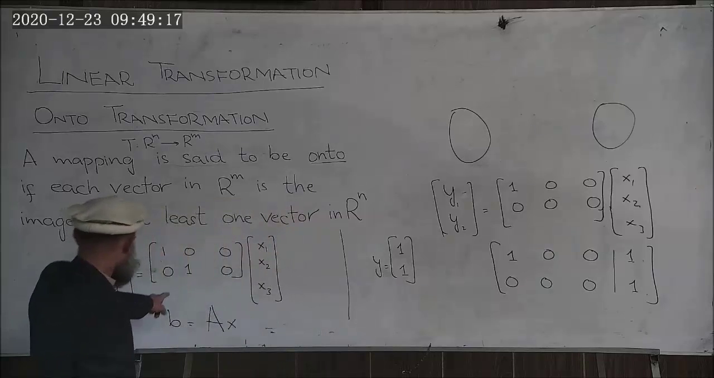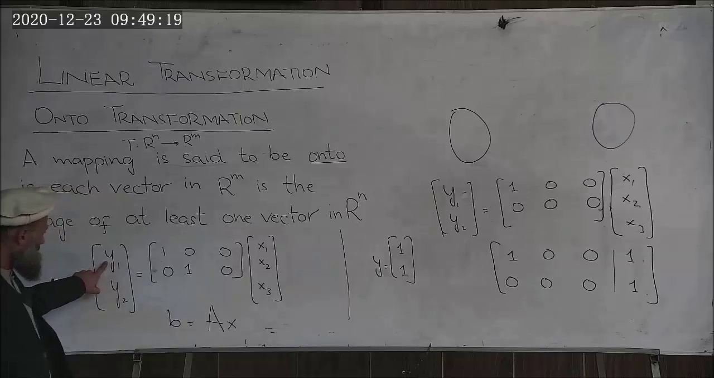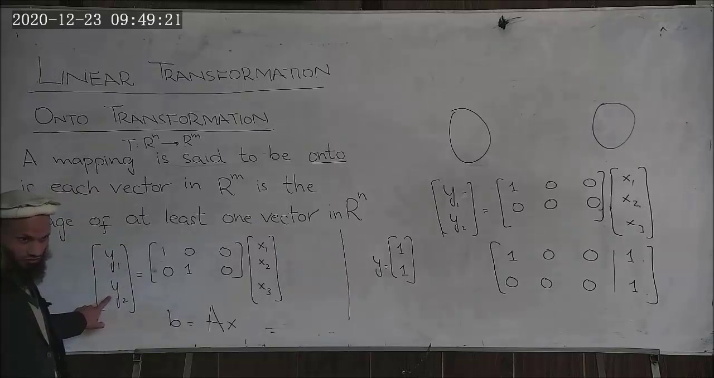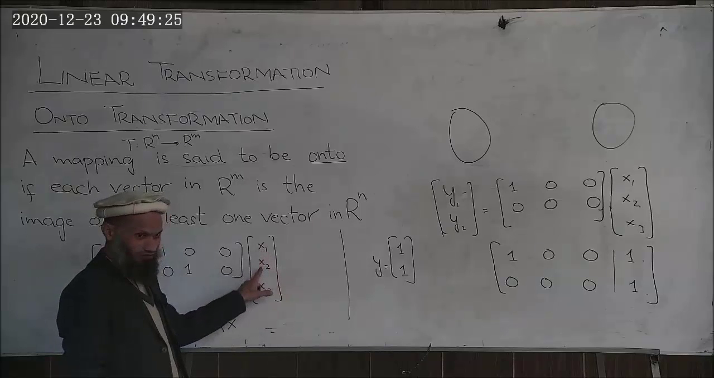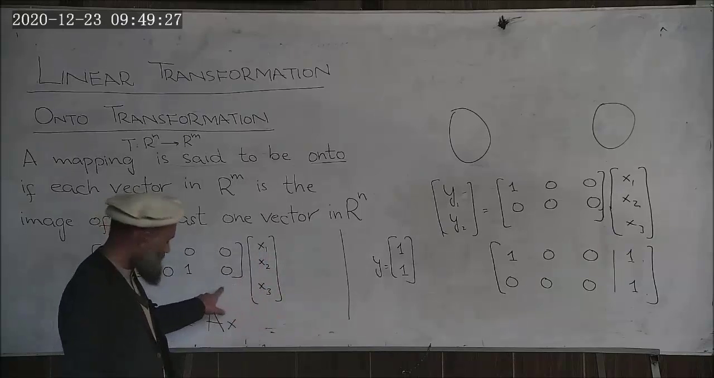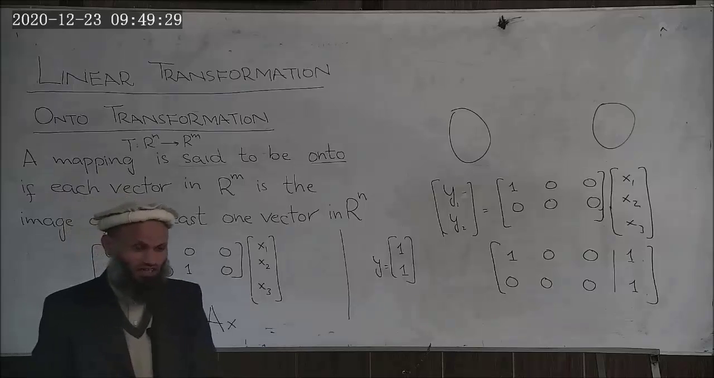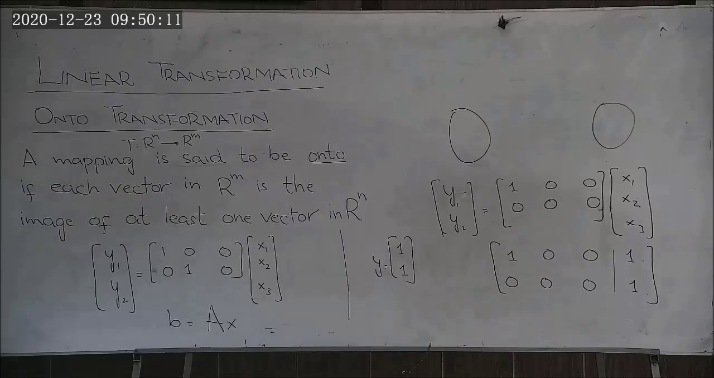Here, if you have any value of y1 and y2, you will be able to find the corresponding values of this vector x. So therefore, this transformation was an onto transformation. No, not necessarily. We will talk about inverse transformation later, so let's also address that question then.